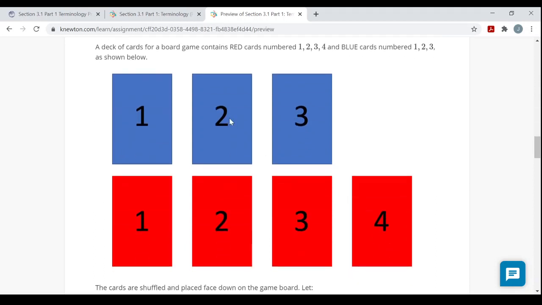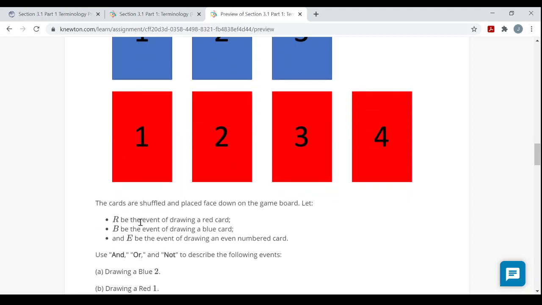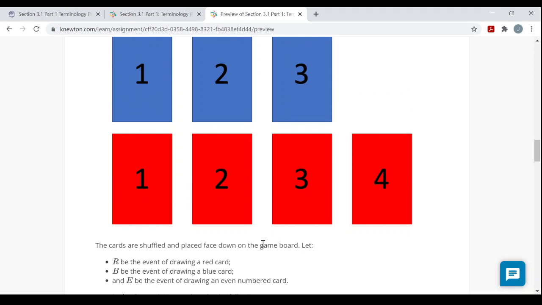All right, so an example. A deck of cards for a board game contains red cards numbered 1, 2, 3, and 4, and blue cards numbered 1, 2, and 3 as shown below. The cards are shuffled and placed face down on the game board. Let capital R be the event of drawing a red card, capital B be the event of drawing a blue card, and capital E be the event of drawing an even numbered card, so 2 or 4. The only even numbers are 2 and 4 here.